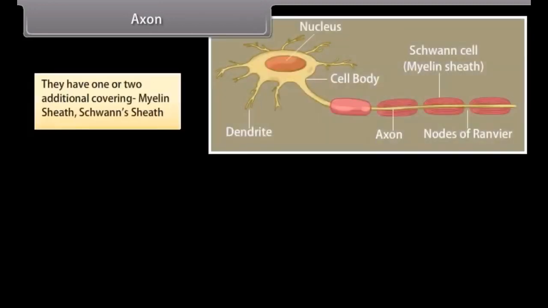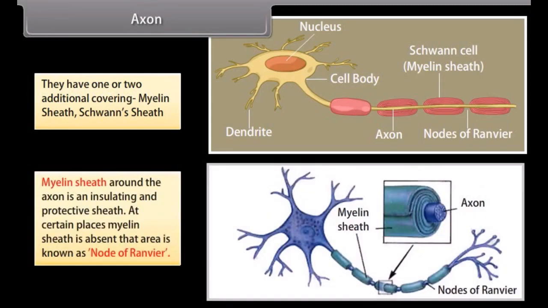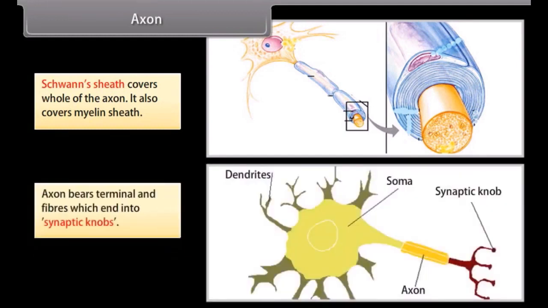They have one or two additional coverings: myelin sheath and Schwann's sheath. Myelin sheath around the axon is an insulating and protective sheath. At certain places, myelin sheath is absent, and that area is known as node of Ranvier. Schwann's sheath covers the whole of the axon. It also covers the myelin sheath. Axon bears terminal fibers which end in synaptic knobs.